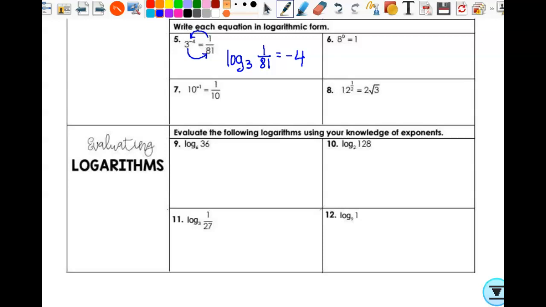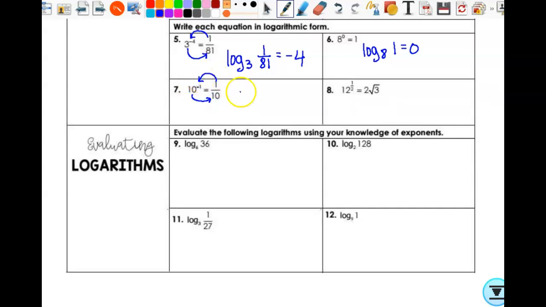Okay. So 8 to the 0 power equals 1. Do you agree with that? Yes, so this becomes log base 8 of 1 equals 0. If I change this to 5 to the 0 power, would I still get 1? So that means log base 5 of 1 equals 0. If I change this to 3 to the 0 power, I still get 1, right? So log base 3 of 1 equals 0. So what do you think about log of any base of 1? What's it going to give you? 0.